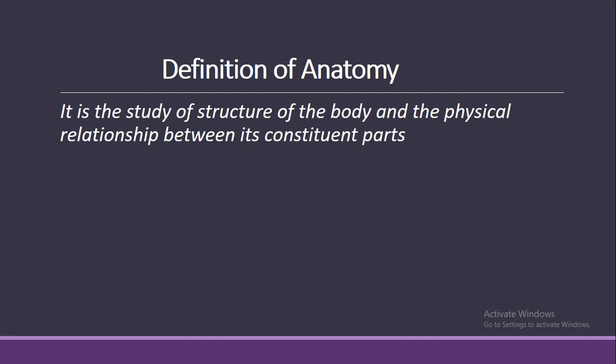For example, if you are seeing your heart, we can say what is the structure, what is the color, how many chambers are there. So it is called anatomy. Okay, and the physical relationship between its constituent parts. So many parts are there. Once again, taking the heart, we are saying what is the constituent part, what is the adjacent part, what is nearer to the heart. Lungs are there. What is at the front? It is protected by the rib cage. So like that, what is nearby that particular part. Explaining that also is called anatomy.